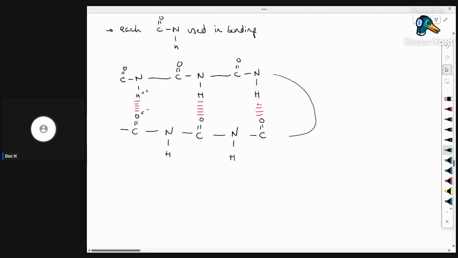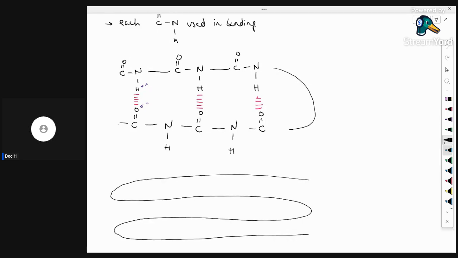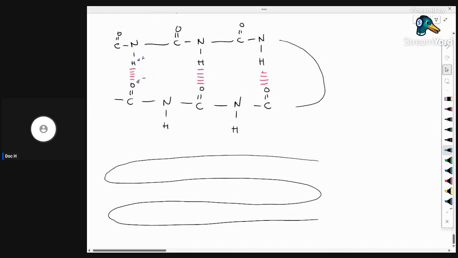And this can continue to go around, and it kind of loops around in a sort of flat structure like this, okay? And every single peptide bond linkage is involved. And that's called a beta sheet or a beta pleated sheet. Okay, so it's a fairly flat structure. It's not a coiled helix. It's a fairly flat structure.